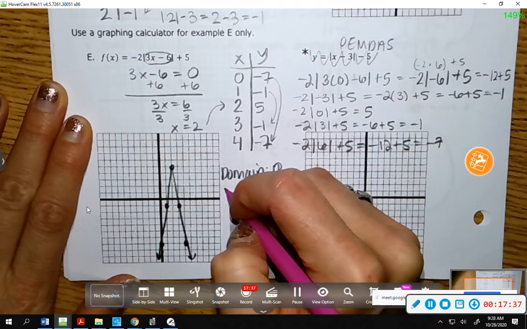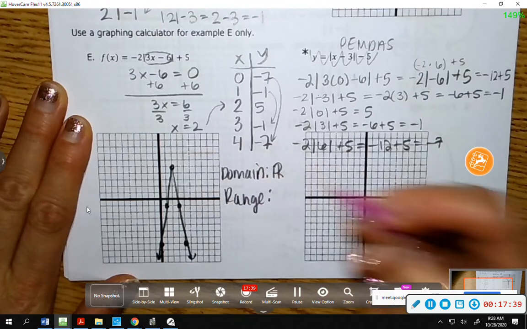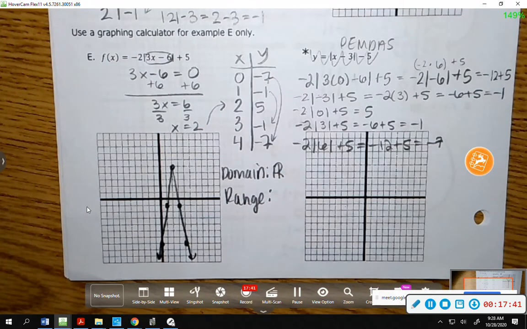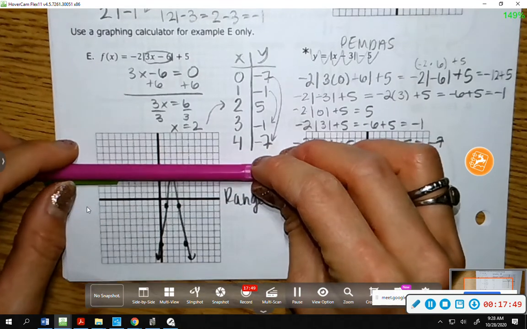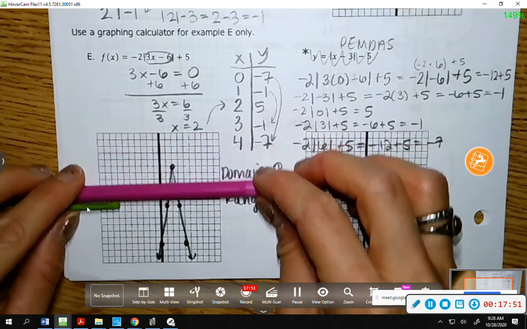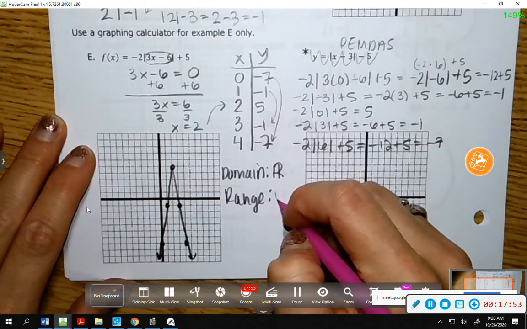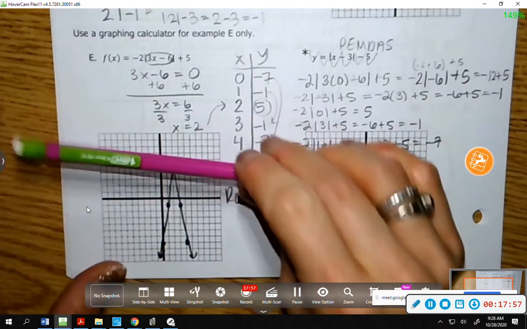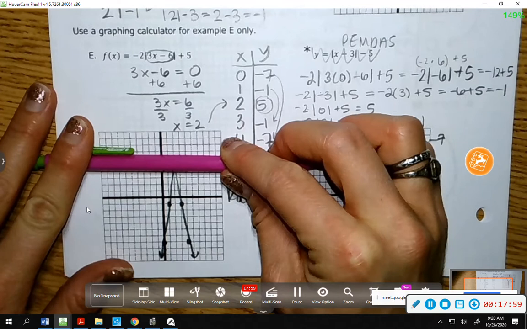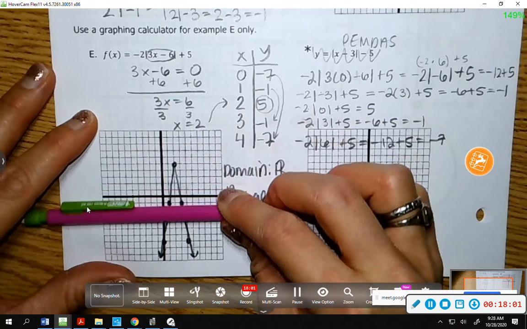Domain is all reals. It always will be for this class. And then range. All of your y values are less than or equal to the y value of your vertex, which is at 5. So here's your y value at 5, and all the y values are less than or equal to 5.